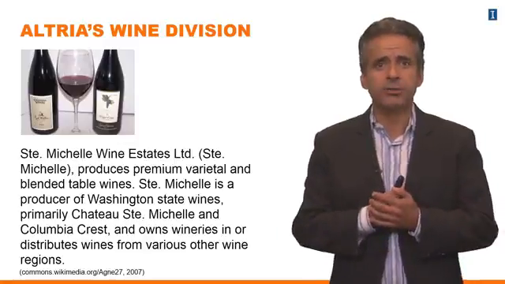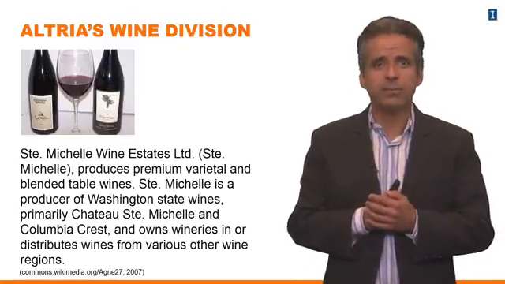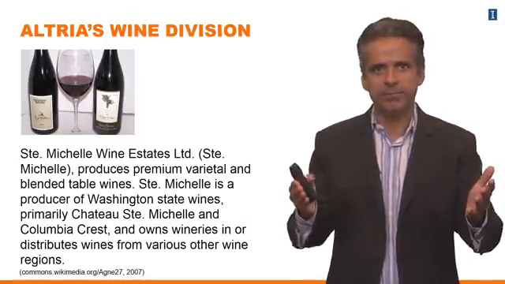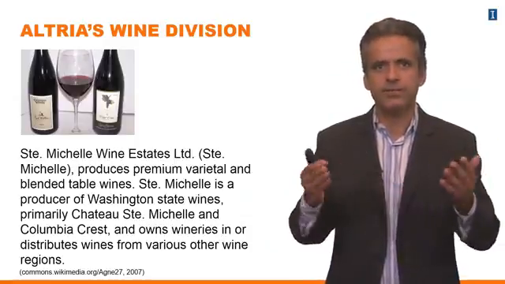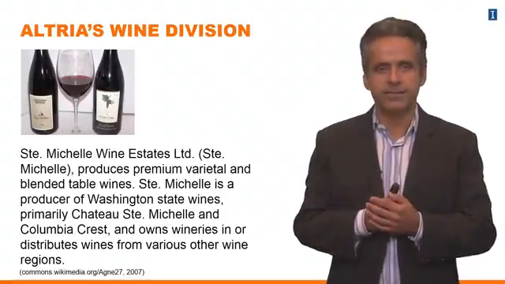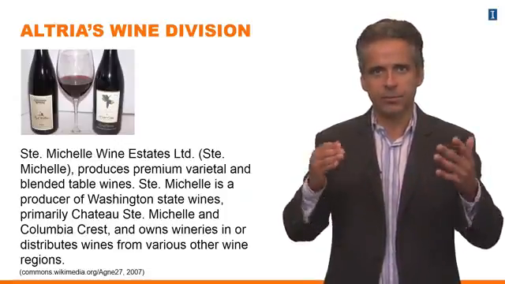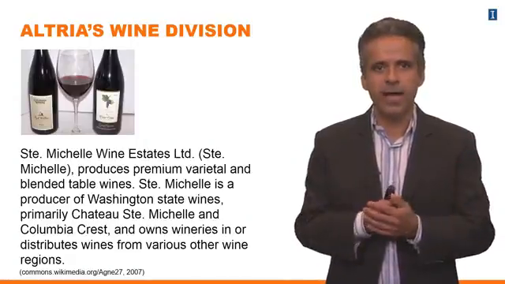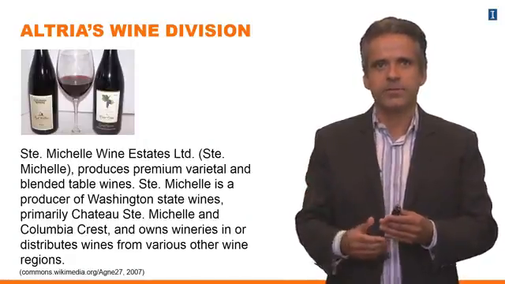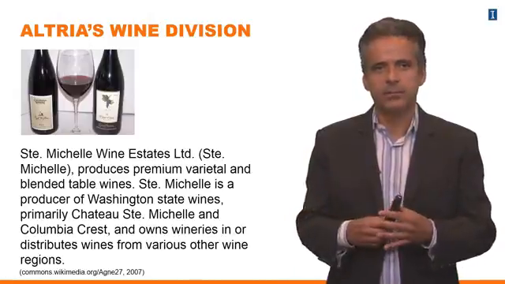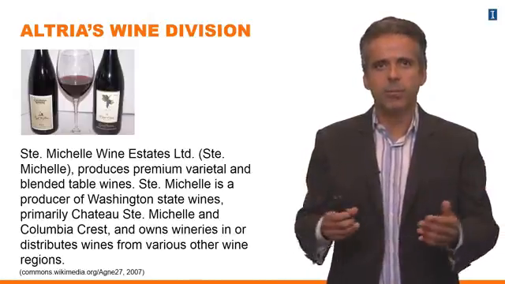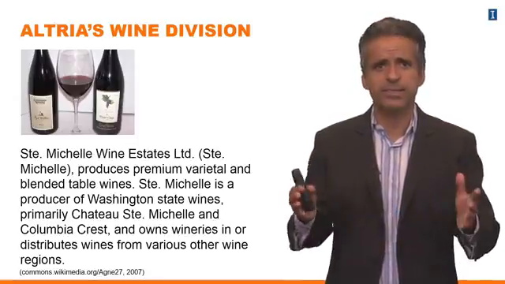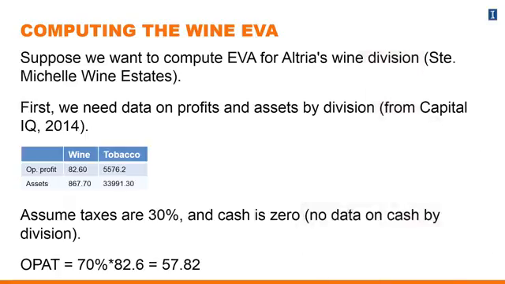This is the wine division of Altria. It makes wines in Washington State. The division is called Saint Michel Wine Estates, which you might have seen before, especially if you live in the US. These wines are sold very generally in supermarkets and all that, okay? So you might have seen them. These wines are made in Washington State, okay? And they are made by this company called Saint Michel Wine Estates. They also own some other wineries around the world, but this is the big business, okay?